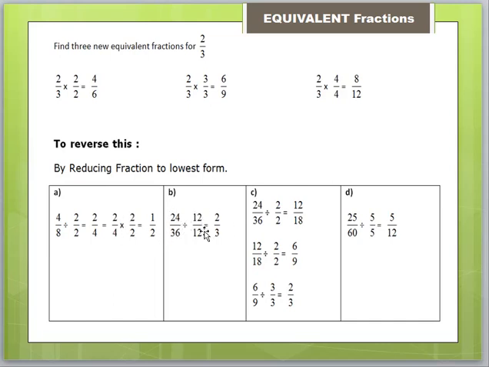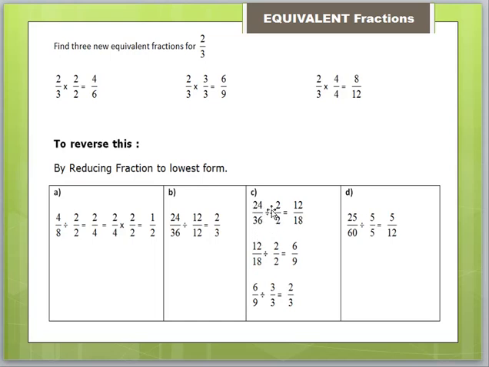Next, we have 24 upon 36 divided by 12 upon 12. So 12 2s are 24, 12 3s are 36. So 24 upon 36 can be divided by 12, and we will get a new fraction in the lowest form, 2 upon 3. Okay. And if you see, I have already taken a big number to divide. If you want, you can use small numbers.